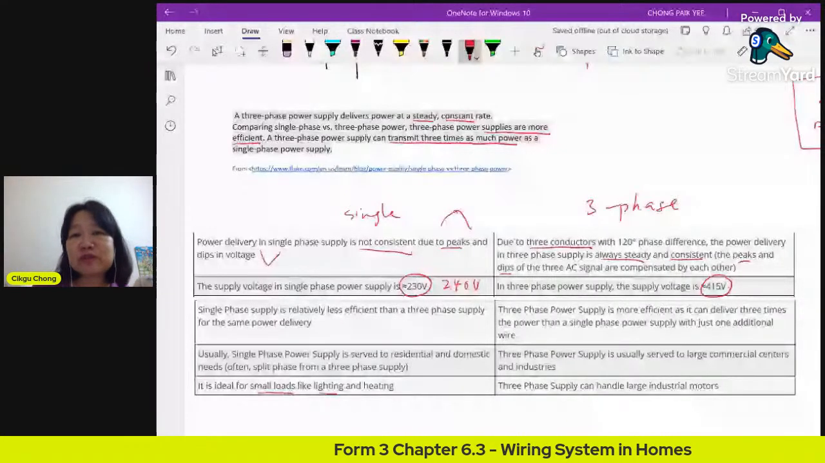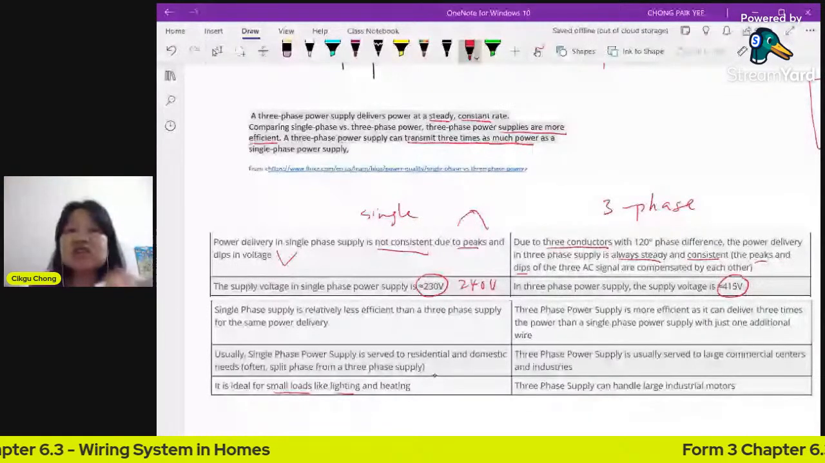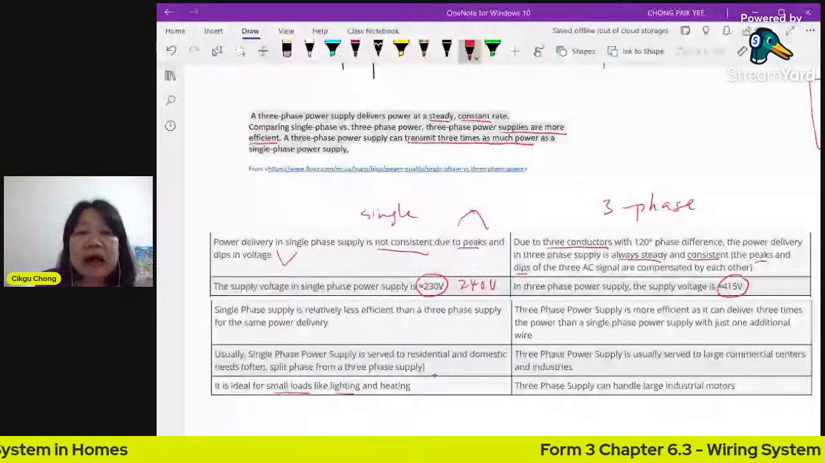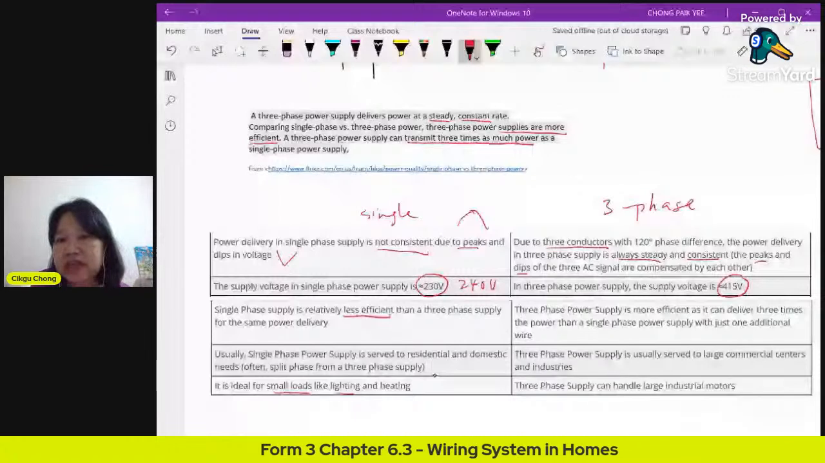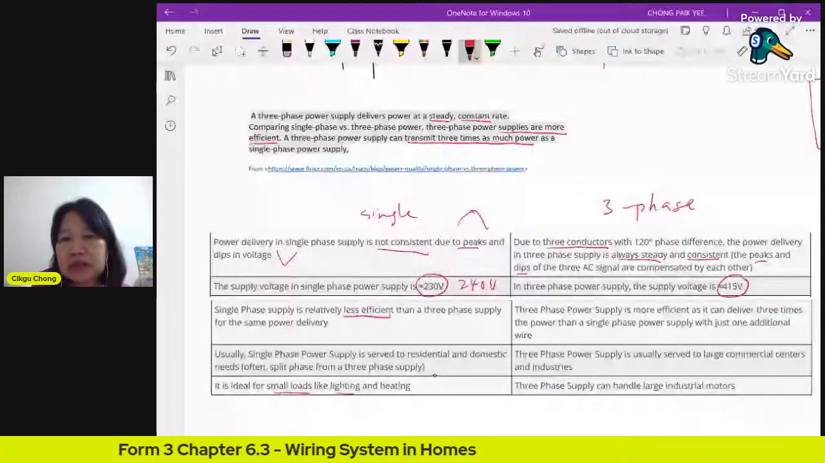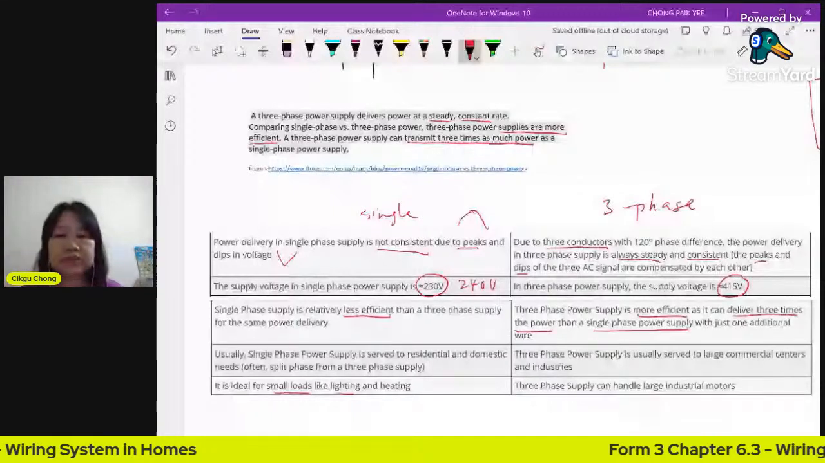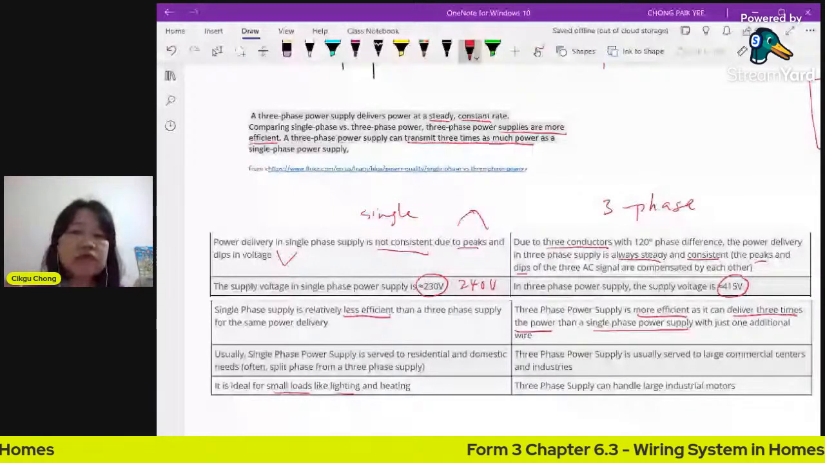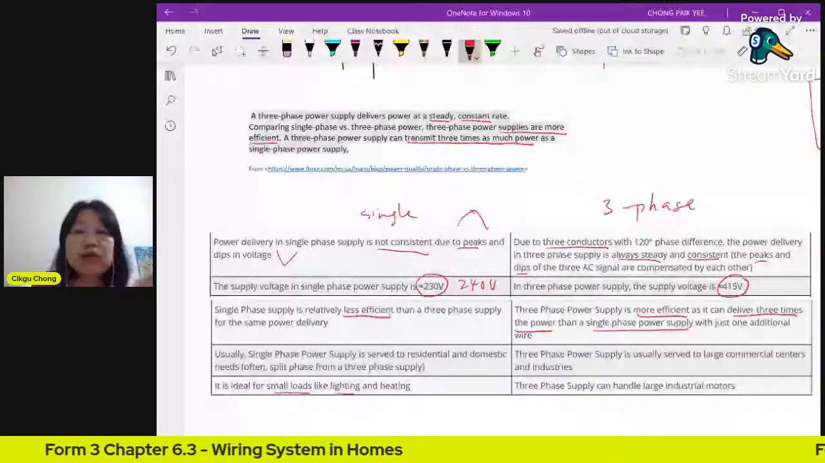You just have the 240, a single phase. So single-phase supply is relatively less efficient, not so efficient for the same power delivery. For three-phase, it's more efficient. It can deliver 3 times the power compared to the single-phase power supply. Just an additional wire gives you 3 times the power. And single phase is usually for residential and domestic needs. Domestic means houses, and residential is also houses.